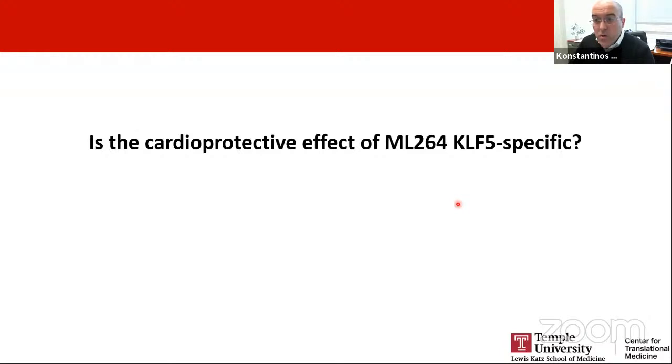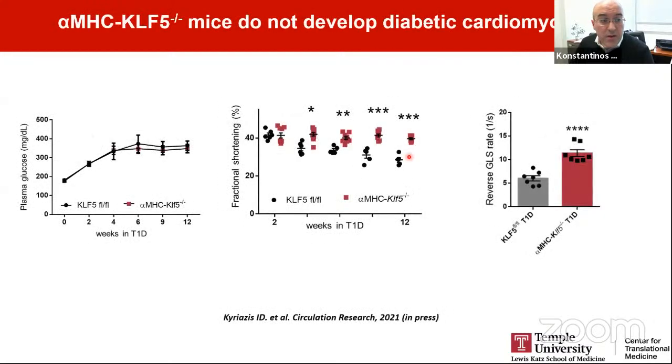Again, this is a drug, so a drug can have multiple effects. To confirm that the cardioprotective effect of ML264 was KLF5 specific, we induced diabetes in the cardiomyocyte-specific KLF5 knockout mice, the alpha-MHC KLF5 knockout. These mice, like the flox mice, have high levels of plasma glucose, and in the same way as the alpha-MHC FOXO1 knockout mice, the KLF5 knockout mice do not develop cardiac dysfunction.